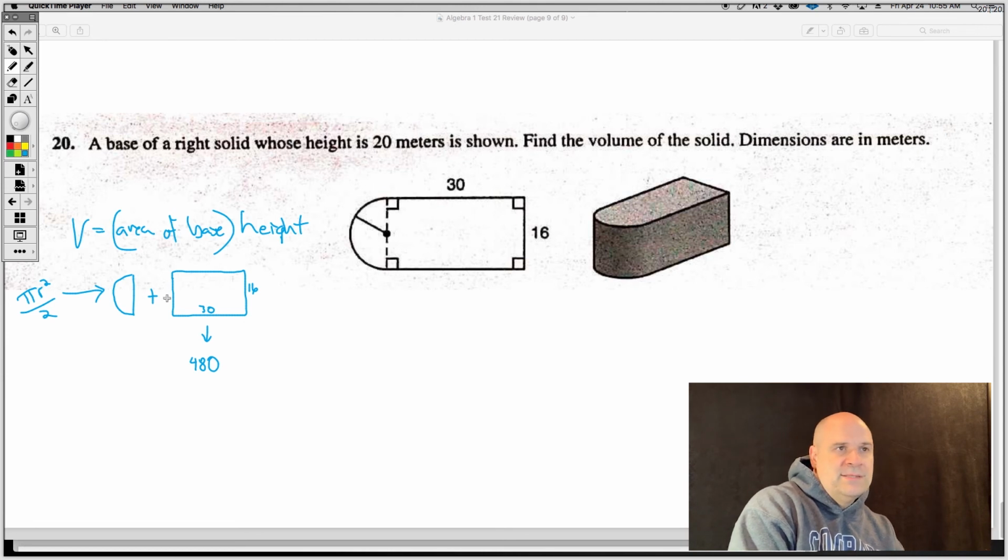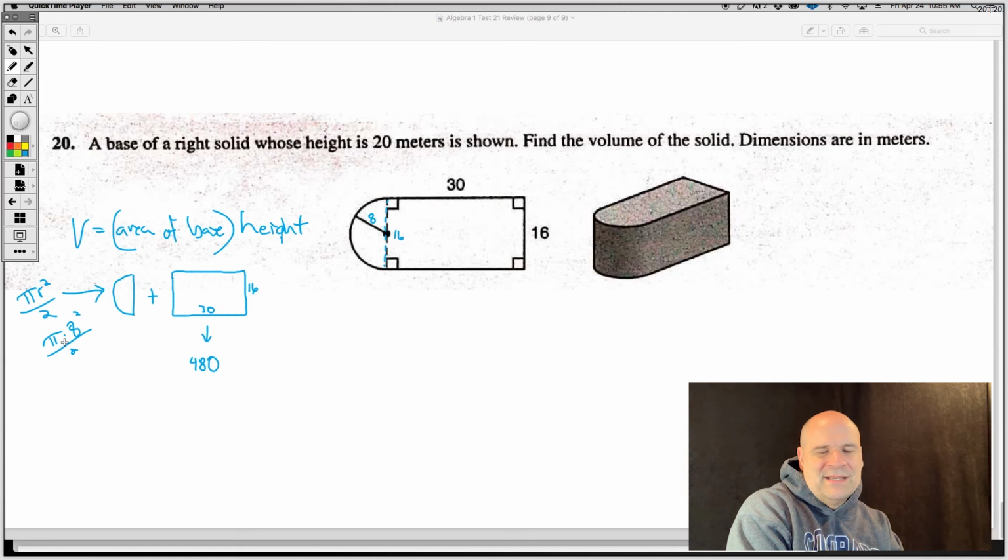Well, what's our radius? That's all we need to know. Uh-oh, it doesn't give it to us. But we're gonna have to use our brains here. If this is our radius here, this means this is the diameter, which is 16. So that means this guy has to be 8. All right, so this is pi times 8 squared, all divided by 2, which is pi times 64 divided by 2, which is 32 pi. All right, so this is our area of our base. And we're gonna multiply by the height, which is 20.